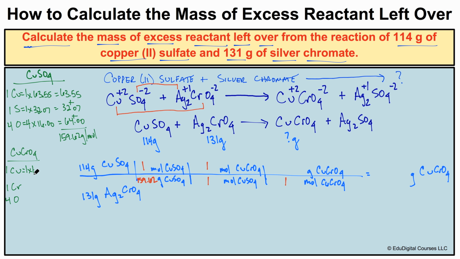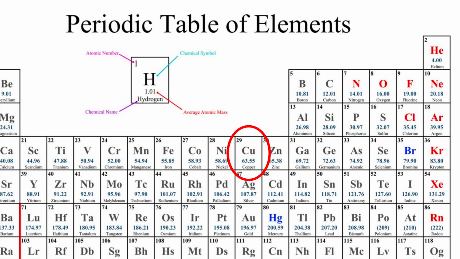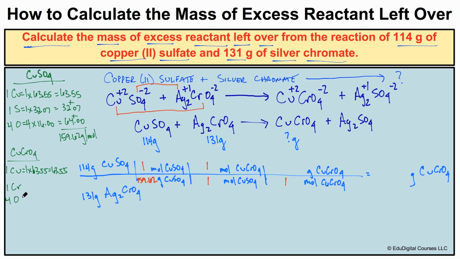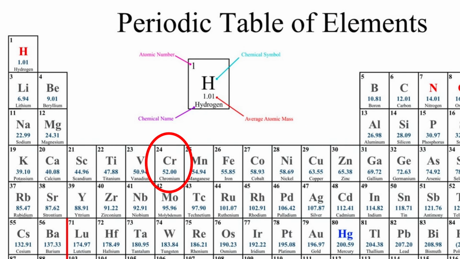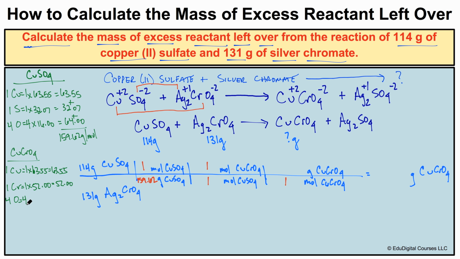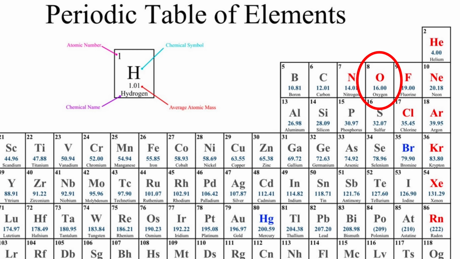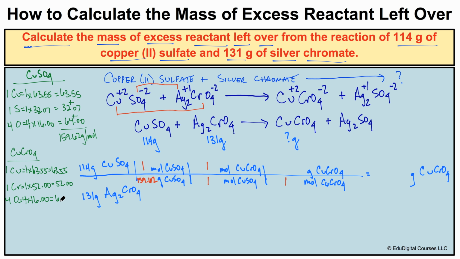So we're going to take 1 times 63.55, and we get 63.55. We're going to take 1 times 52.00, and this is going to give us 52.00. And we're going to take 4 times the molar mass of oxygen, which on the periodic table is 16.00. And that's going to give us 64.00. So when we add these together, we're going to end up with 179.55. So that is our molar mass of this stuff right here.